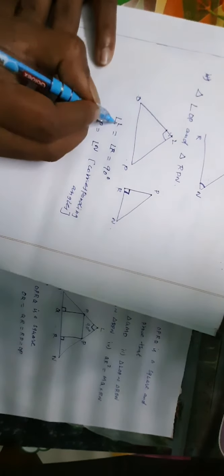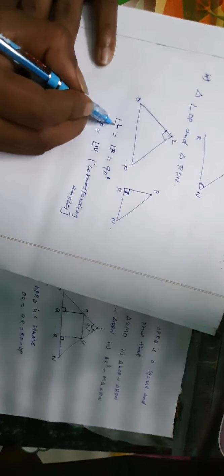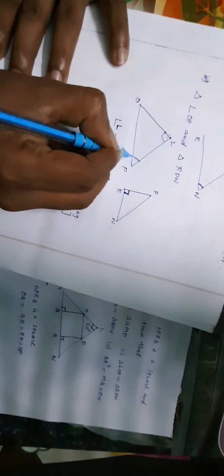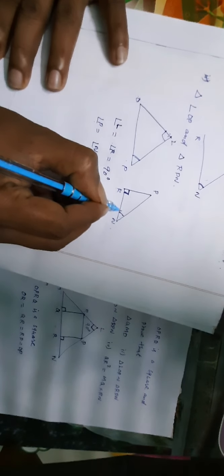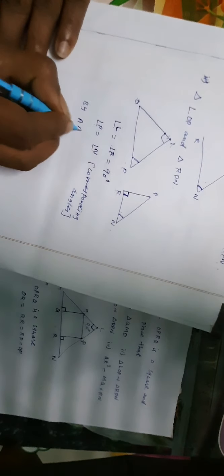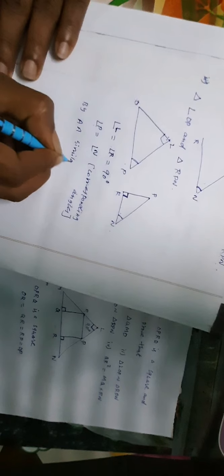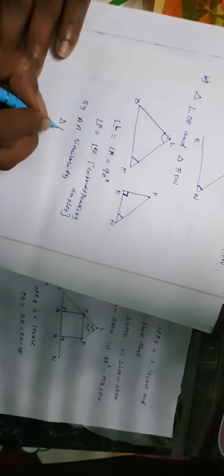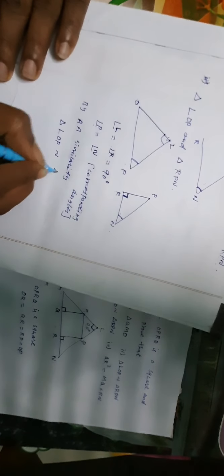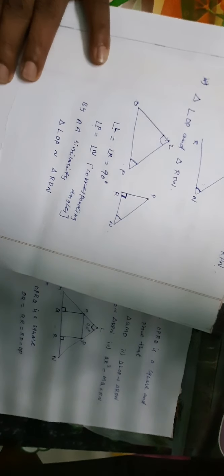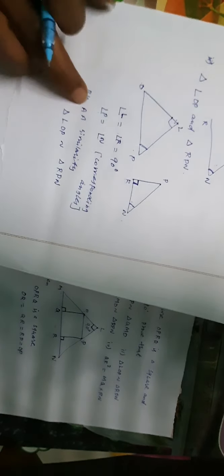Now two angles are equal. That is, angle L is equal to angle R, 90 degrees, and angle P is equal to angle N, because the two angles are corresponding angles. So by AA similarity, we get triangle LOP is similar to triangle RPN. So the two triangles are similar. This is the second proof, and we go for the third one.